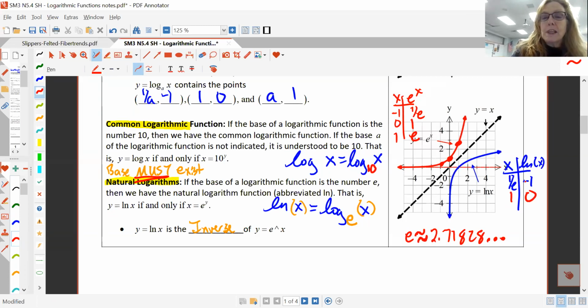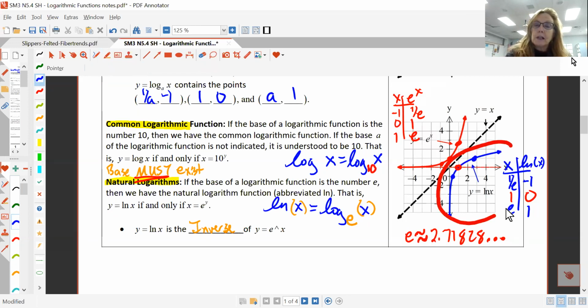So 1, 0 is my key point, and e and 1. So there's my key point of 1, 0. Okay, e, 2.7 and 1. 1 over e and negative 1, so somewhere in there. Going up on one side and flat down quickly along the axis on the other side. So again, they are inverses and they switch out. So that's basically what your graph looks like.